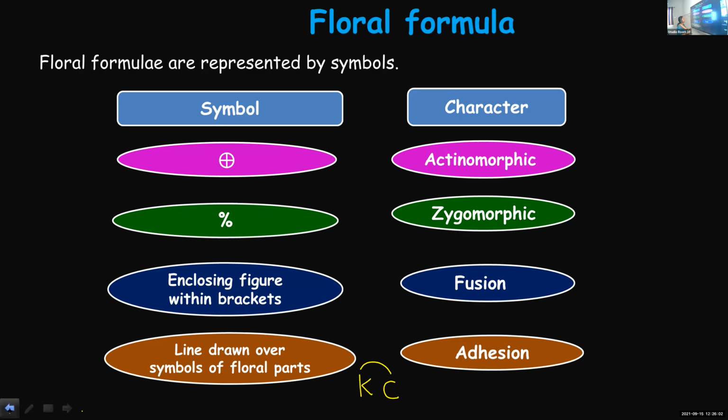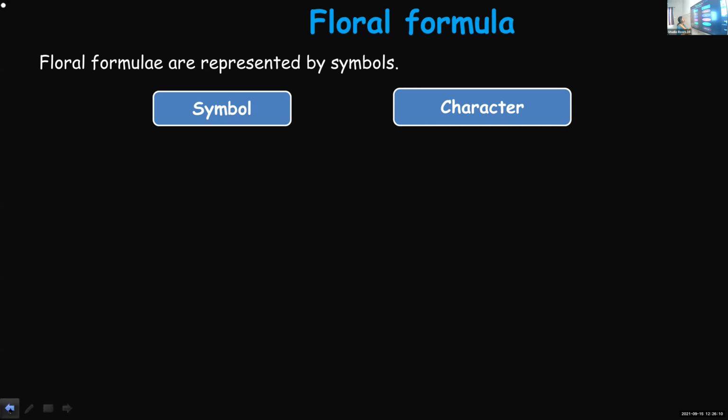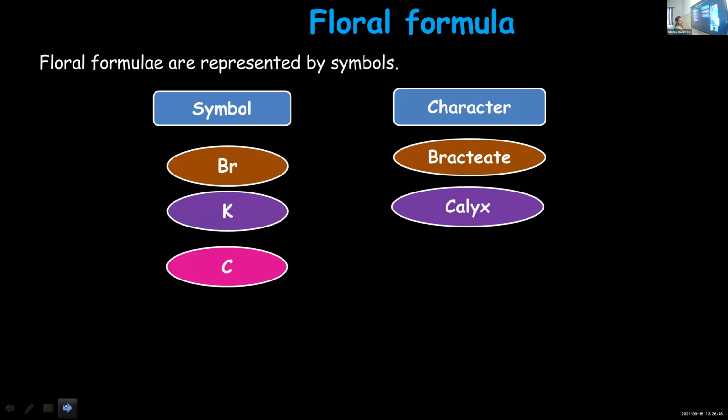So once again, we will see all the symbols. BR indicates, Fahis, what does BR indicate? Bracteate, means presence of bracts. Okay, next one. K indicates, Meryl? Calyx, or the sepals. Anishwara, C for? K for calyx, C for corolla or petals.